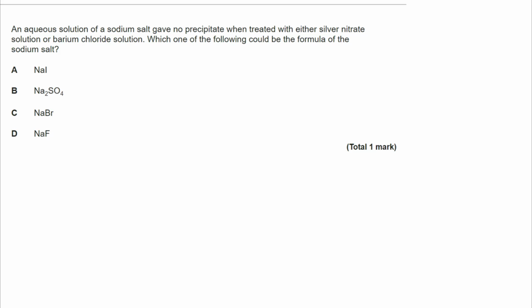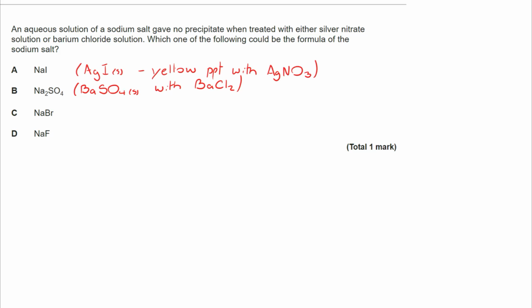So here we have an aqueous solution of a sodium salt giving no precipitate when treated with silver nitrate solution or barium chloride solution. And we've got to combine some different ideas here. First of all, I'm going to take Na2SO4 off the table because I know that I'm going to make barium sulfate. And we've learnt about the trend in solubility of group 2 sulfates. Barium sulfate is insoluble. It's what's used in the barium meal in hospitals.